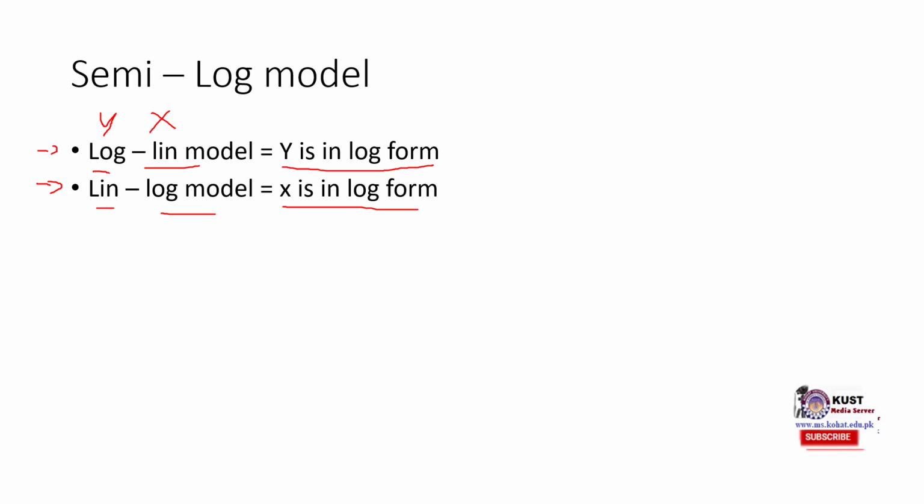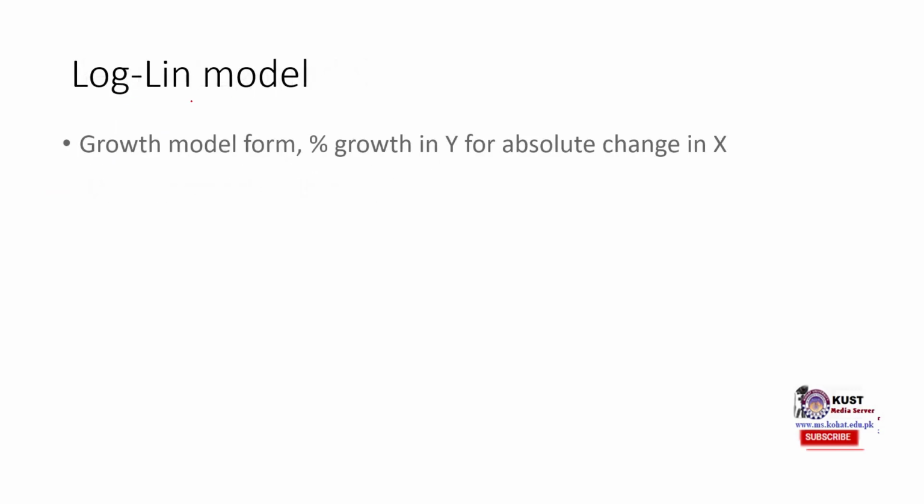So first one is the semi-log models. They are called semi-log models because, as opposed to the log-log model, one part of the equation is in log form and the other part is not in log form. Okay, starting with the log-lin model, it is the growth model form.